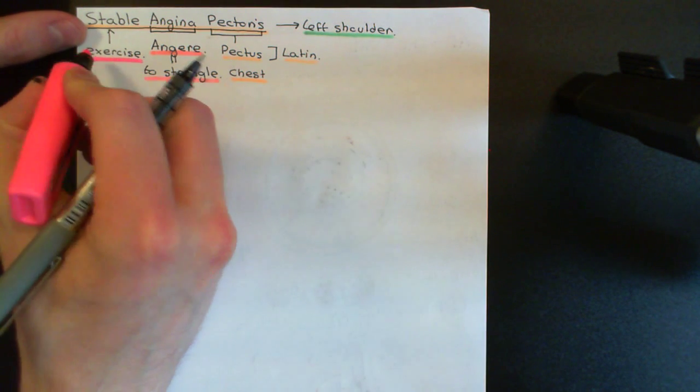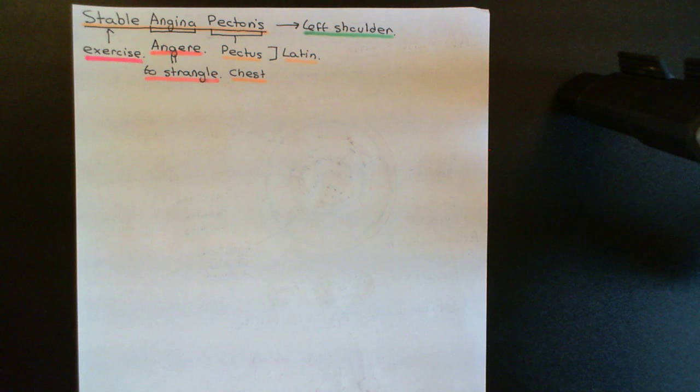Okay, so in stable angina pectoris, you just get this crushing chest pain when you exercise. So what I now want to explain then is exactly why having an atherosclerotic plaque in one of your coronary arteries, so the example that we've taken is the left anterior descending coronary artery, why that's actually going to lead to getting crushing chest pain that refers up to the left shoulder when you exercise.